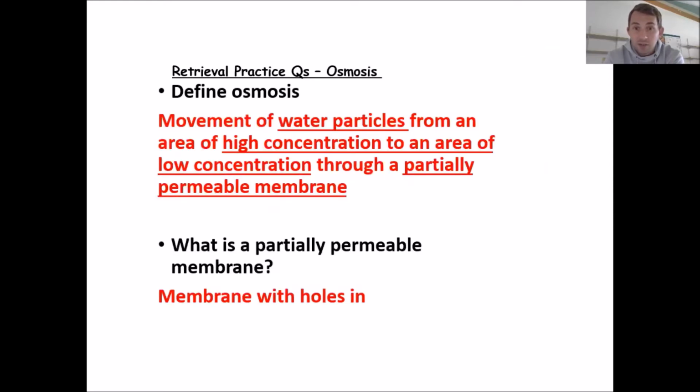So how did you get on then, year 7? Check your answers for me now. You should hopefully have said osmosis is the moving of water from a high to a low concentration through a partially permeable membrane, and that a partially permeable membrane is a membrane with holes in it. So slop was a little bit tricky, but again, we'll go through it now in a bit more detail.